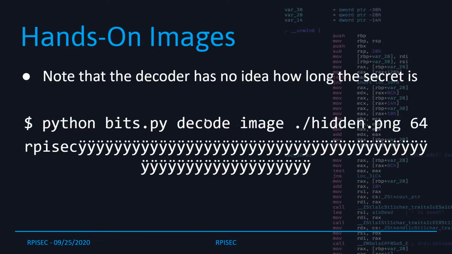I don't know what a JPEG is. And as I said, this thing doesn't know how long the secret is. Maybe a smart thing to do would be to write that first. Maybe a fun exercise for the viewer later on. But anyway, we just give it a length and it stops.